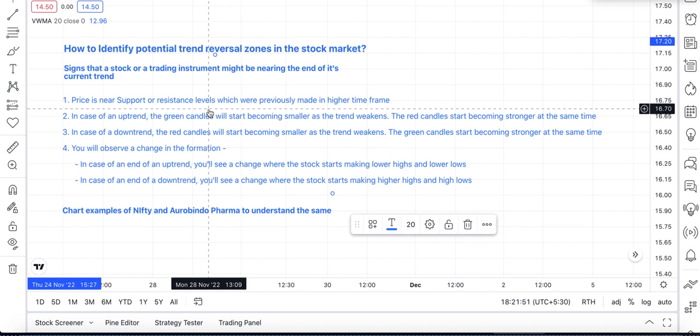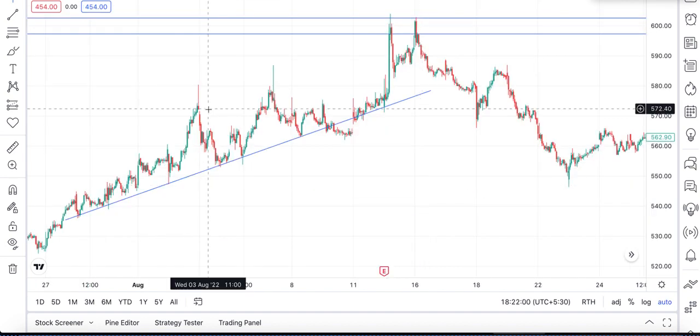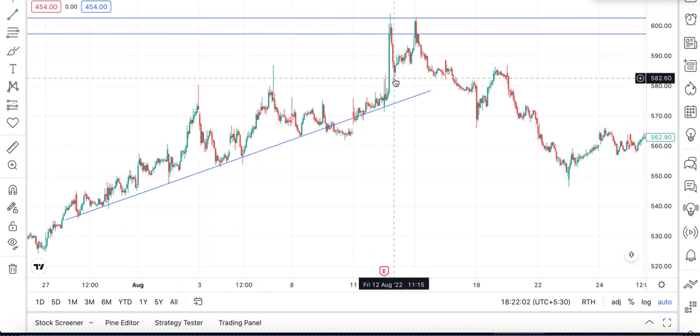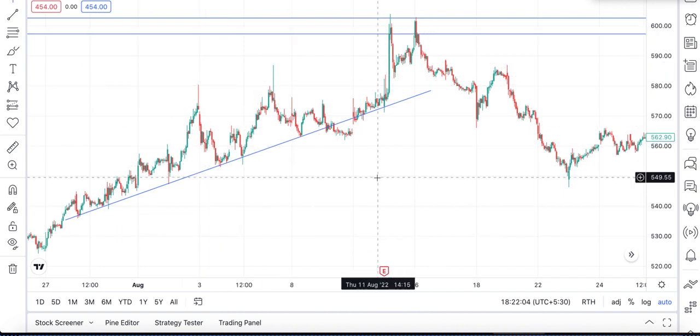The second thing to watch out for is that in an uptrend, if a stock is nearing the end of the uptrend, then the green candles generally become slightly smaller and the red candles start gaining some strength. So the green, bullish candles start losing their strength, becoming slightly weaker and smaller, whereas the red candles start becoming slightly stronger.